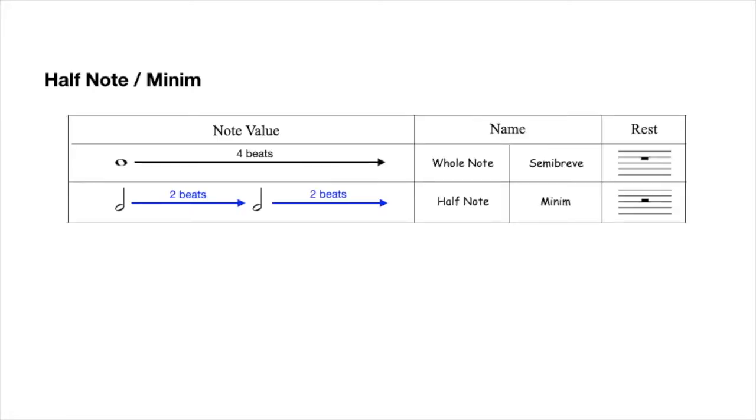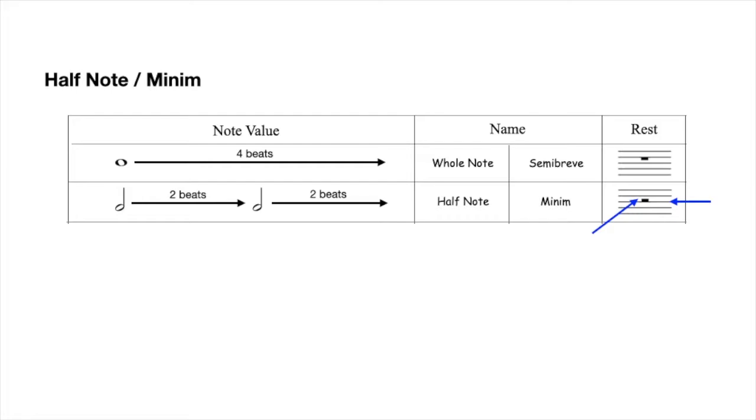The minim has 2 beats, half the value of the semibreve, and that is why it is also called the half note. The minims or half notes rest looks very similar to the semibreves or whole notes rest. It is a little rectangle sitting on the middle line of the staff. The way I remember the half note rest is that it is sitting on the second space counting from the top on the middle line, halfway of the staff.